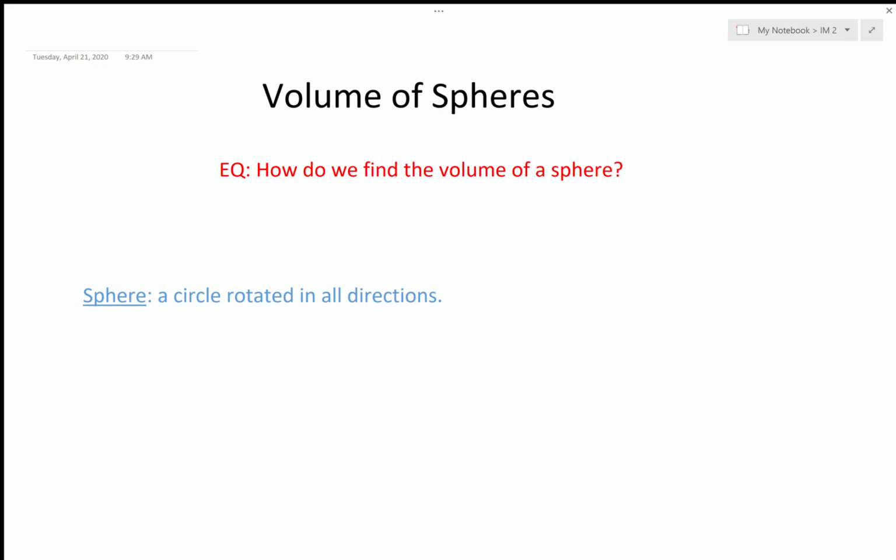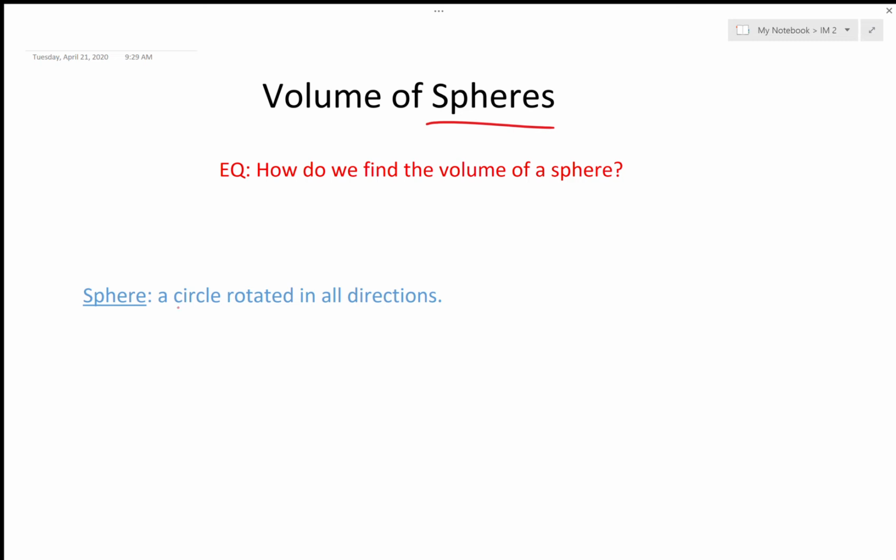We're continuing with our 3D models. Today we're looking at spheres. So previously we talked about cylinders, and cylinders were a circle that had been extended with some sort of height, kind of like a can shape, but it still has that circle base. And we're talking about volume, what fills inside of that.